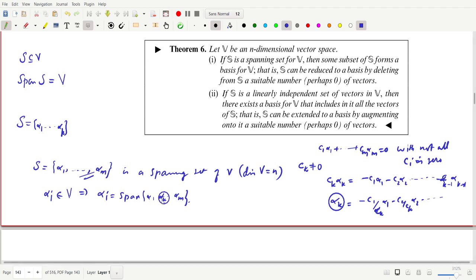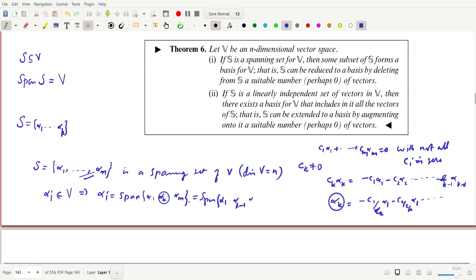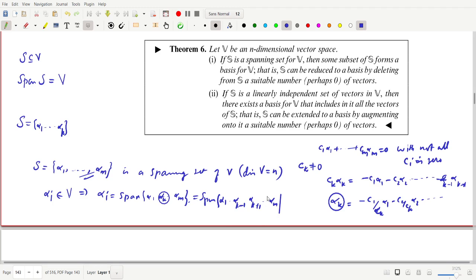That means the span of this set is the same as the span of alpha 1 etc. alpha k minus 1, alpha k plus 1 etc. alpha n. Okay, you can remove that one because this alpha k is a linear combination of the others. This shows that you can reduce this set without changing the span. You can reduce the set to another set that contains exactly m minus 1 numbers.